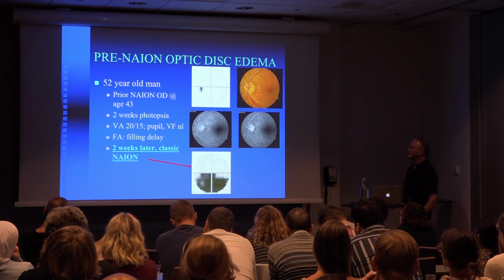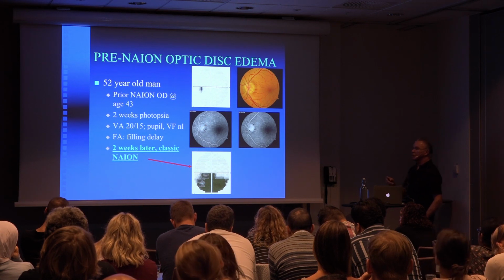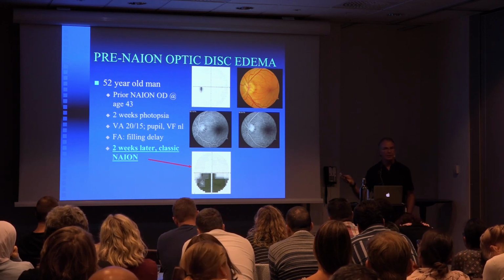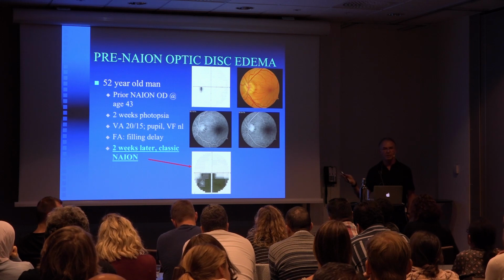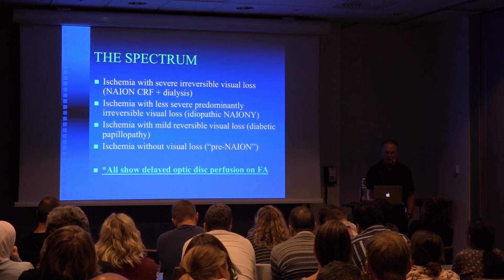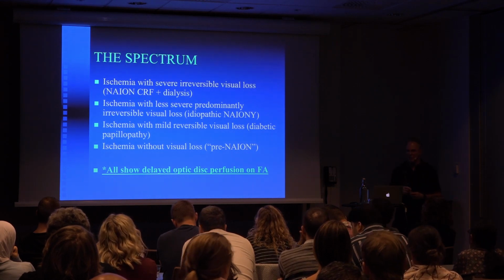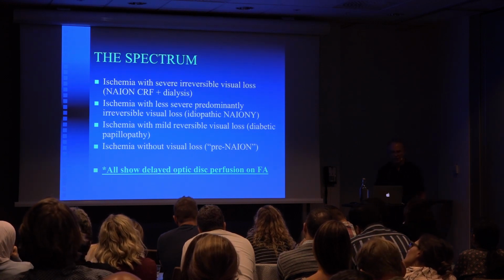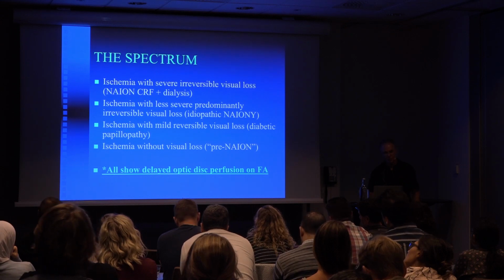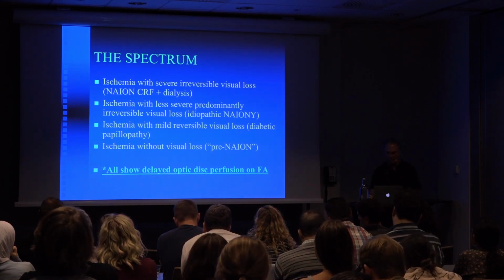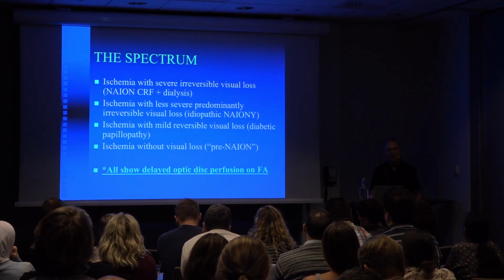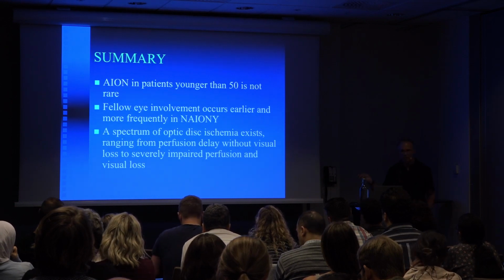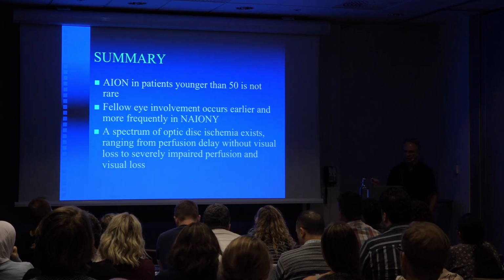Two weeks later, he developed NAION with this altitudinal loss. The edema eventually resolved as it might. So the suggestion is that was one of Harry's cases that had ischemic disc edema before they lost vision, and this one went on to overt infarction of the nerve. I think there's a spectrum of ischemic disc edema. There's ischemia with severe irreversible loss. There's ischemia with less severe, predominantly irreversible loss, the usual. There's some that's reversible, and there's some that's ischemia without loss that eventually either recovers or goes on to develop NAION. They all look like they have poor perfusion on fluorescein angiography. So, not rare, high fellow eye involvement rate, and this spectrum exists.